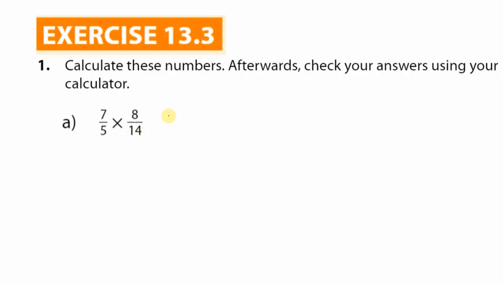Let's illustrate that one. So we could say 7 times 8 at the top, and then at the bottom we can simply say 5 times 14. So 7 times 8 is 56. 5 times 14, 5 times 10 is 50, 5 times 4 is 20, 50 plus 20 is 70. So this is not in simplest form, so we need to simplify.